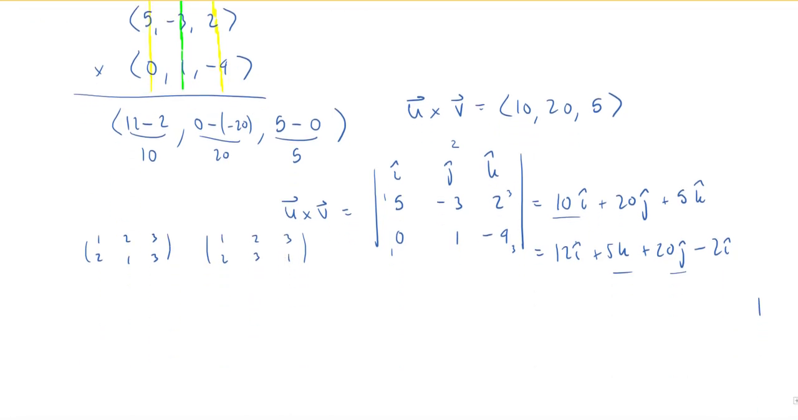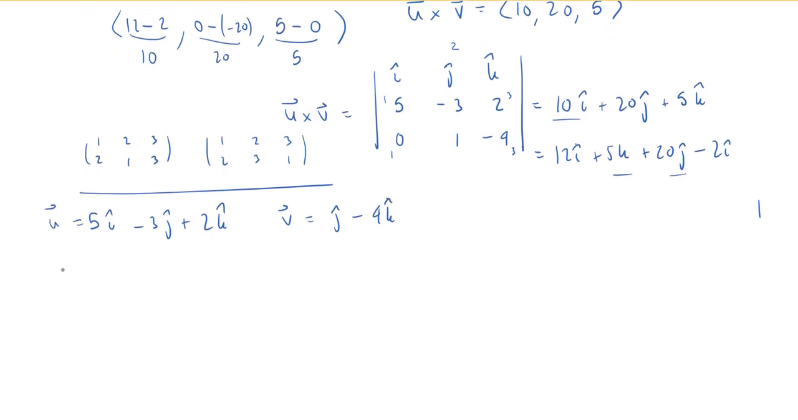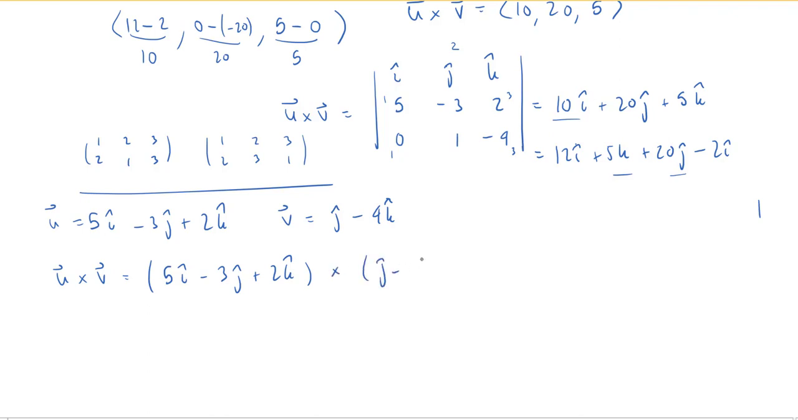Let me show you one more way, and this is maybe not the best way for a problem this complicated, but it's good to know that such a way exists. So I'm going to write the original vector u as 5i minus 3j plus 2k. And my original vector v just becomes j minus 4k. Now, if I want to find the cross product of u and v, I can instead write this as the cross product of these expanded versions of the vectors. So cross, here we go, j minus 4k.